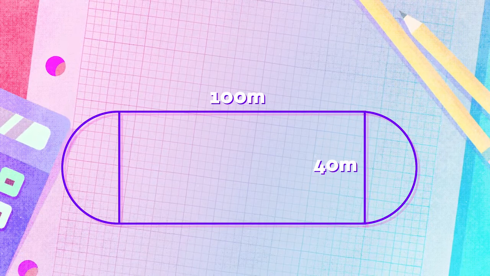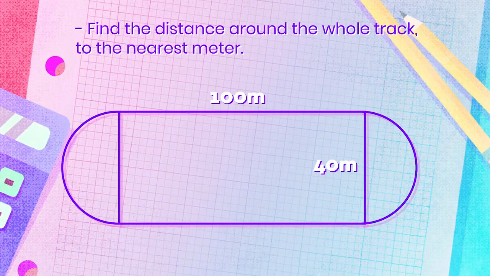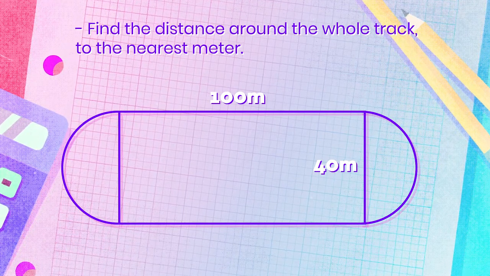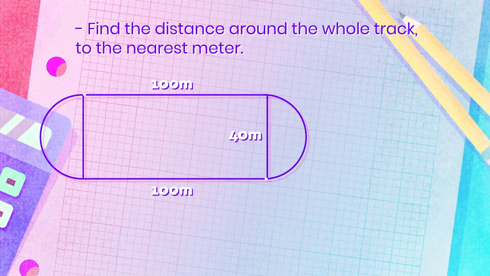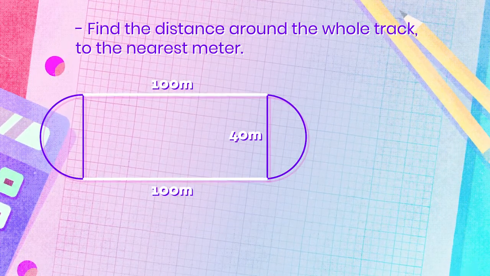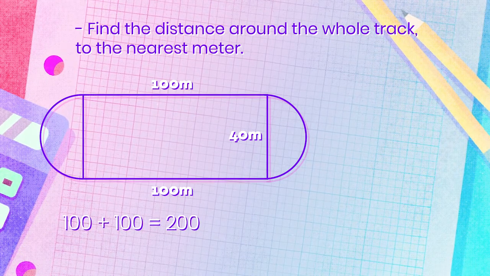For our final example, a running track is designed by adding 2 semicircles to the ends of a rectangle as shown. Certain dimensions of the track are also included, and we need to find the distance around the whole track to the nearest meter. Going around the track means we are only interested in the total perimeter. The 2 straight lines of the track are both the same, so we have 100 meters plus 100 meters, which is 200 meters.